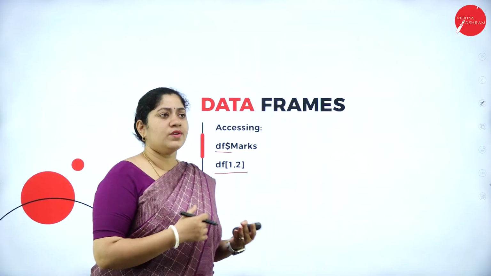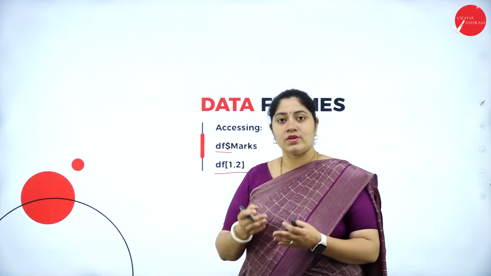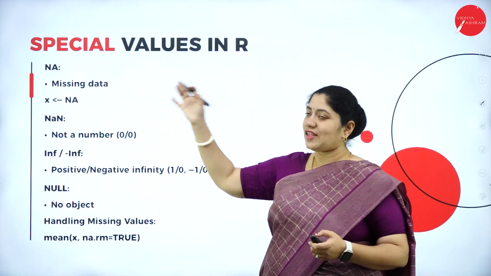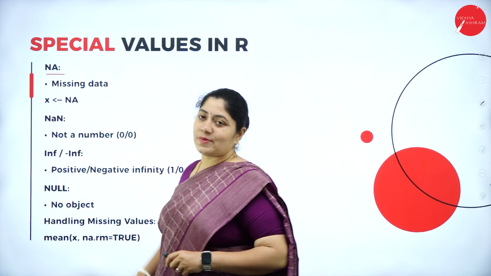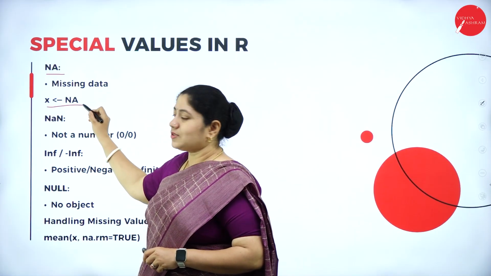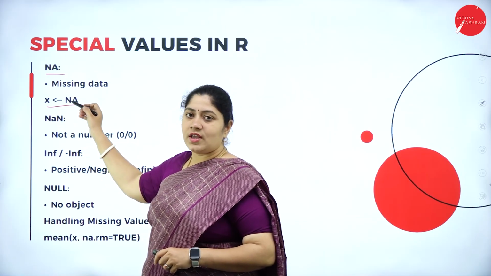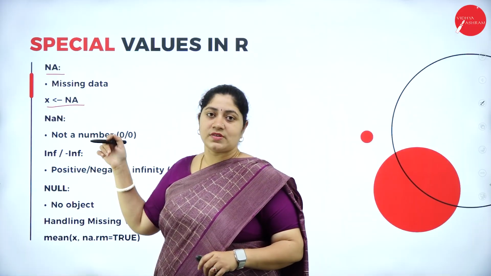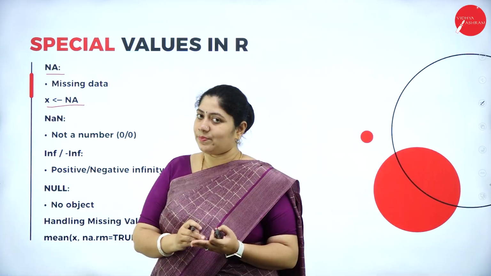Now let's see some special values which we utilize in R. Over there we can observe the first one, that's NA. It specifies that there is some missing data. How to represent that? The representation is X with the assignment operator NA. If this is used, it means there is some missing data inside that vector or that data frame.